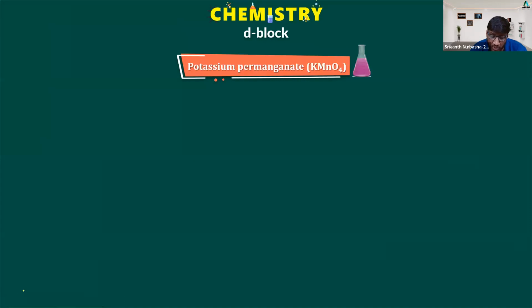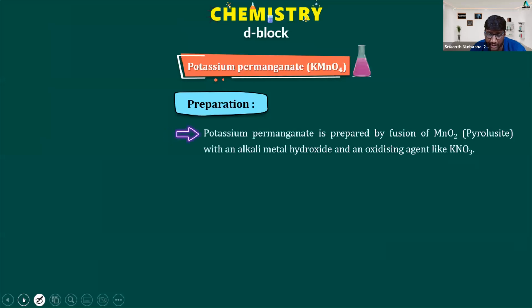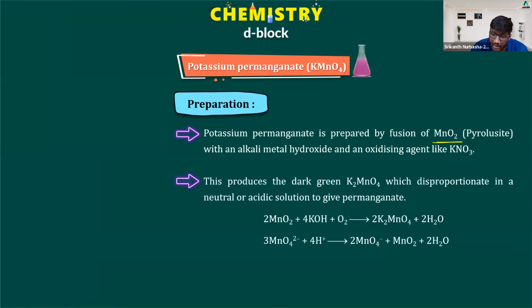Then comes the next important compound, potassium permanganate, KMnO4. Similar reasons, whatever I have told you for K2Cr2O7, I can say here. It is also colored. Potassium permanganate is prepared by fusion of MnO2 pyrolusite with an alkali metal hydroxide, and an oxidizing agent like KNO3 is used. Write down these preparations. D block and F block are mostly about remembering. You have to remember all these things carefully.